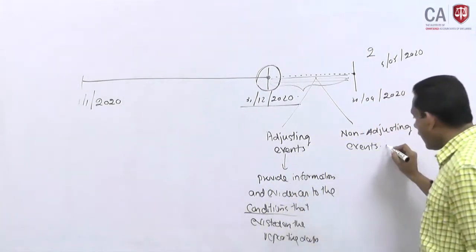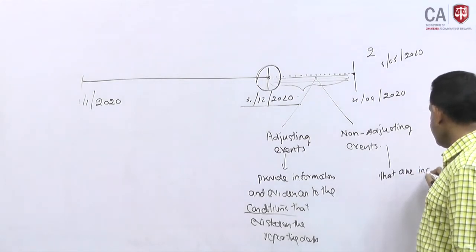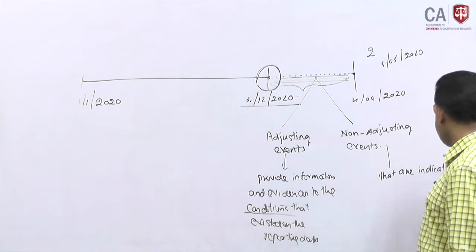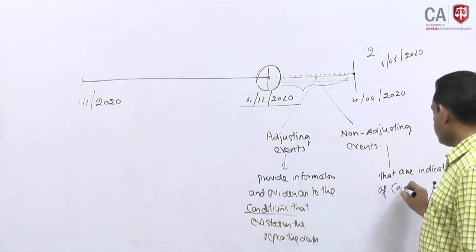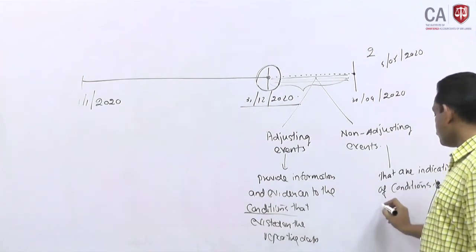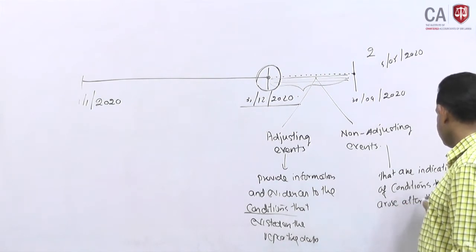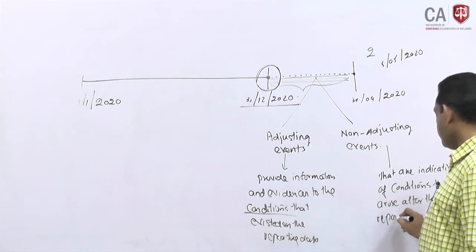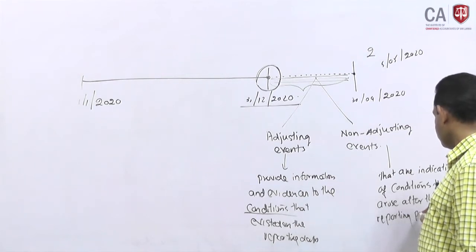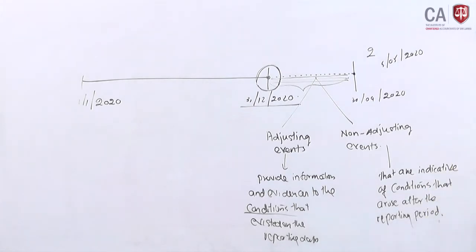Non-adjusting events are the events that are indicative of conditions that arose after the reporting period. Non-adjusting events are the events that are indicative of conditions that arose after the reporting period.